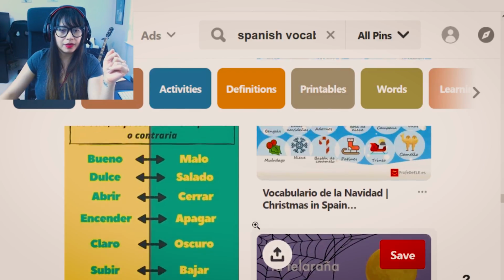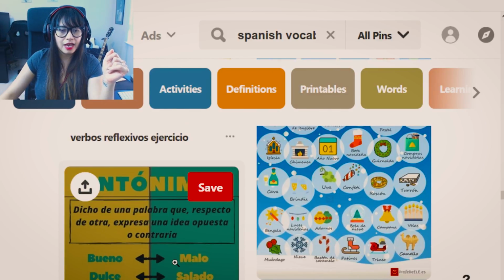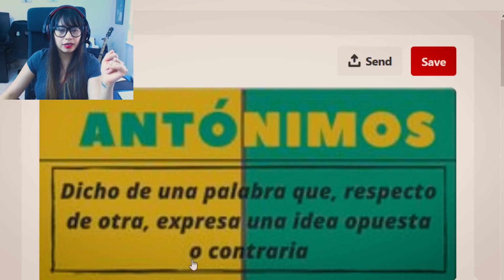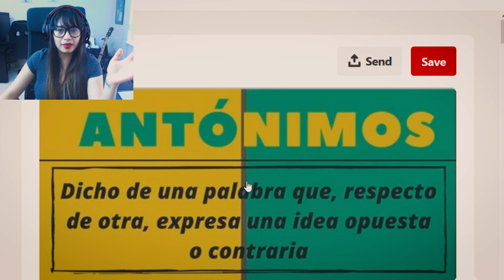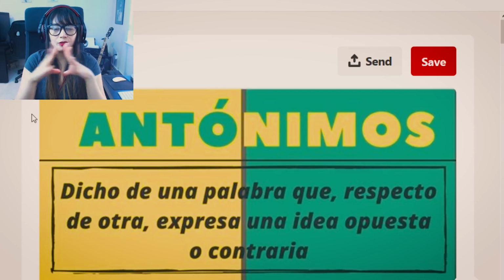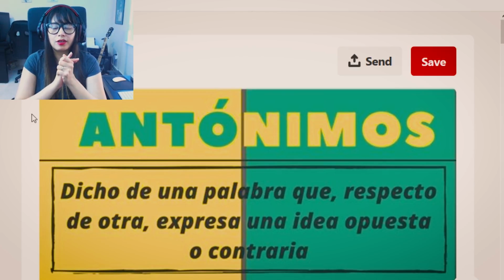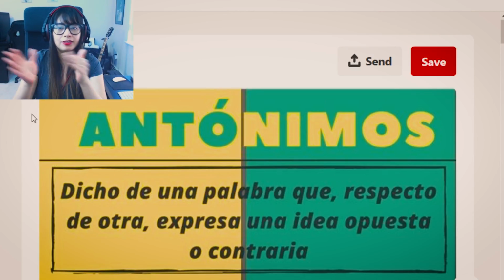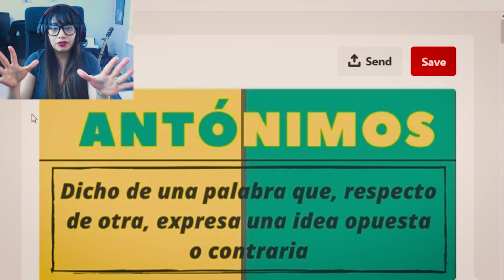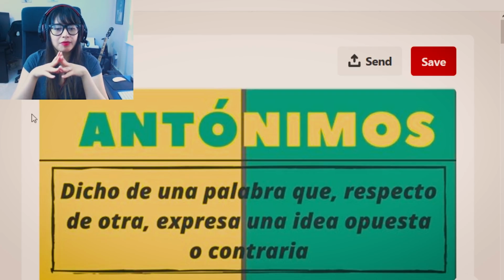Okay, I saw something here. It says antonyms. Do you know what this means? Antonyms are words that are the opposite of some other word. For example, good or bad, fast or slow. So today, I think we should talk about this.